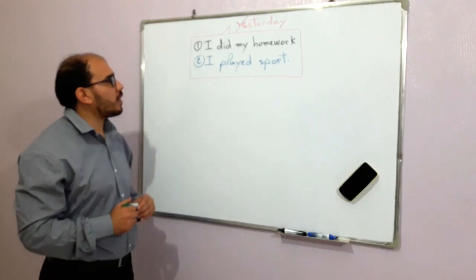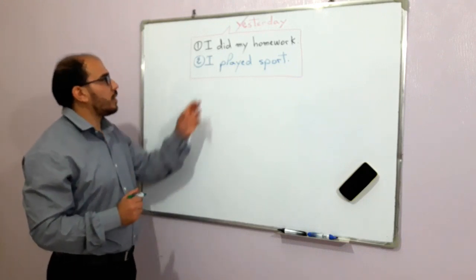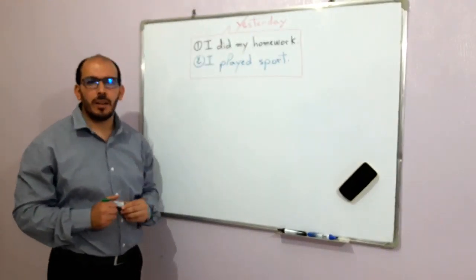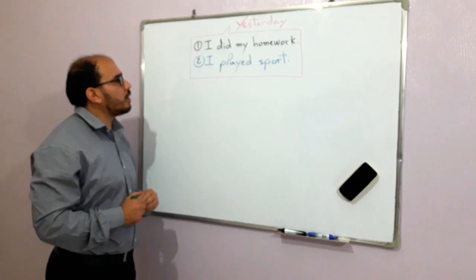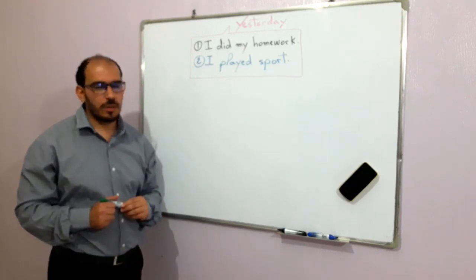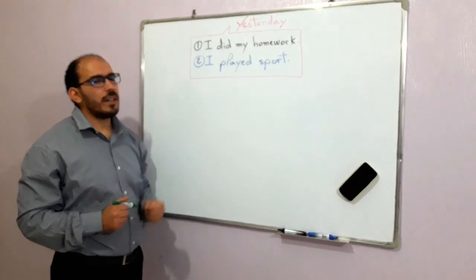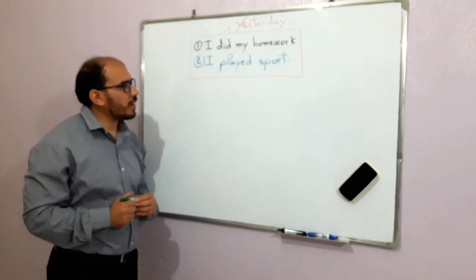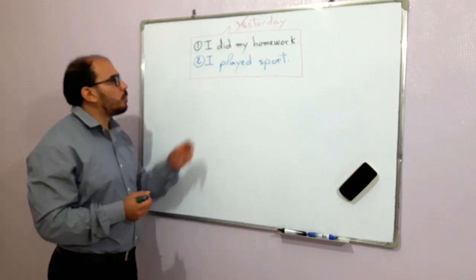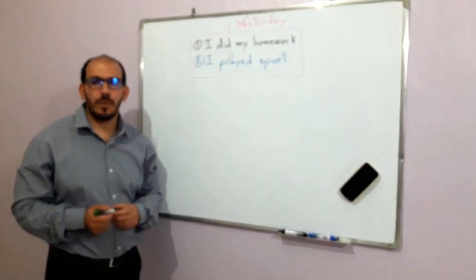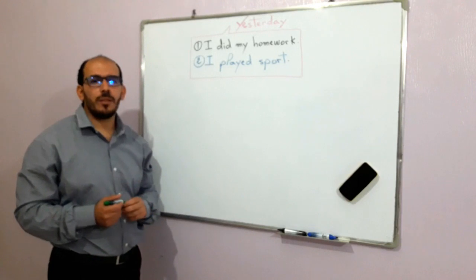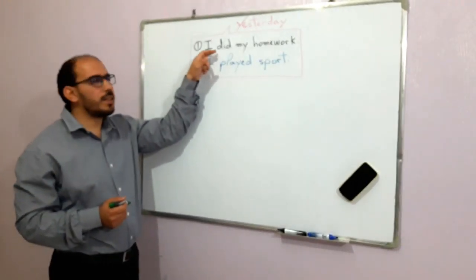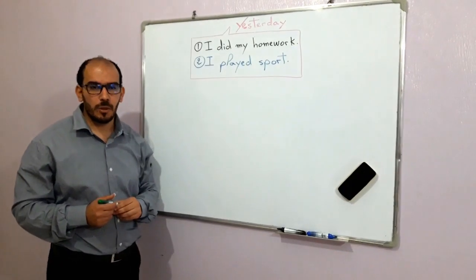For today's session, let's start from these two activities. Yesterday, first, I did my homework. Second, I played sport. So yesterday, I did two activities. The question here is how can I talk about these two activities using one sentence and with reference to this order, that this is number one and this is number two.